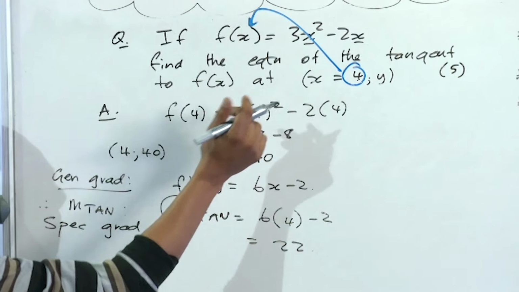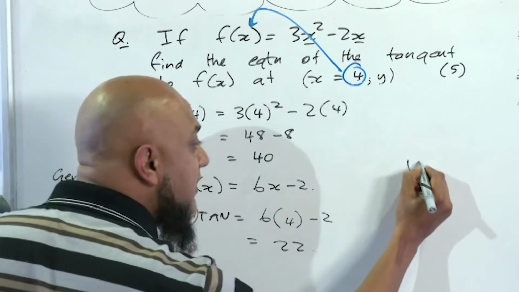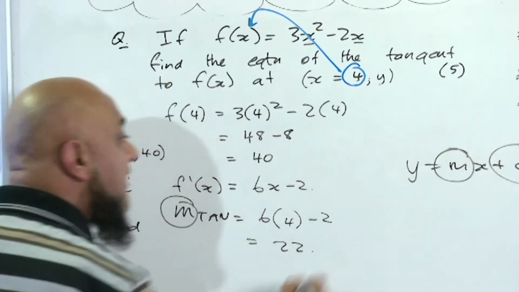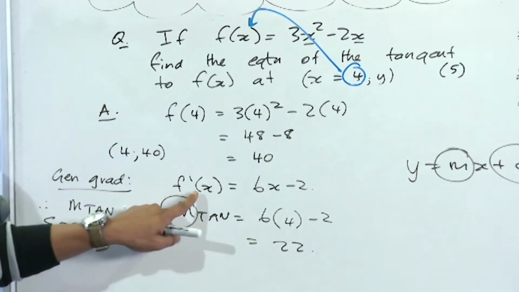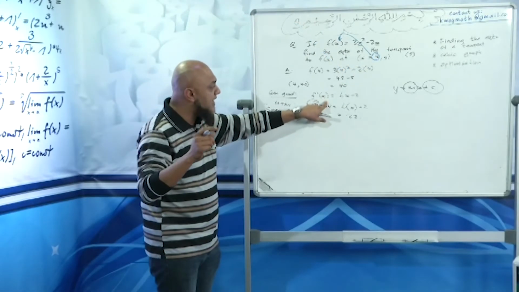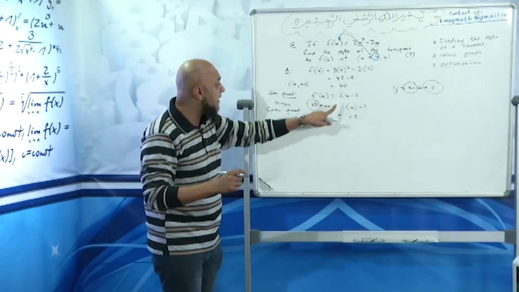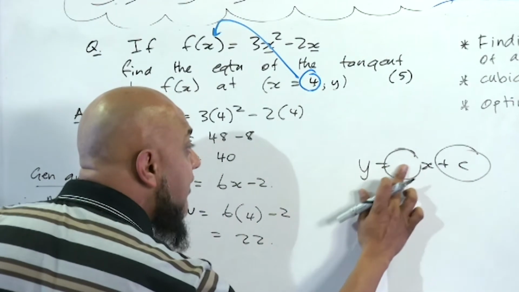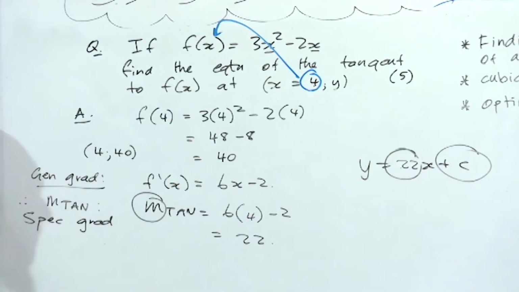We now need to get the c. Remember, from y is equal to mx plus c, we've got the m value. We now need the c. So what did we do? We found the derivative. Step number 1, find the derivative. Step number 2, take the x value, plug it into the derivative. You now get the exact gradient. That means you now have 22x plus c. So we've got our m value. We're only short of c.